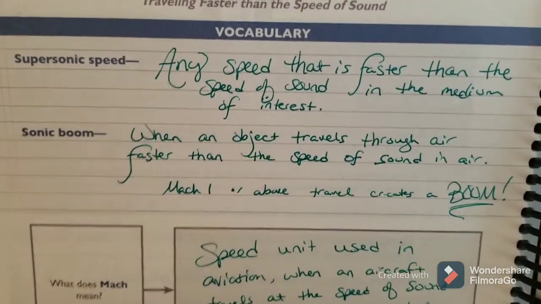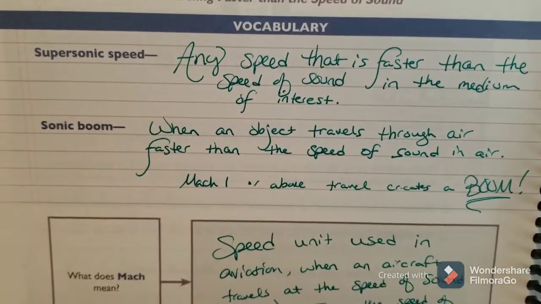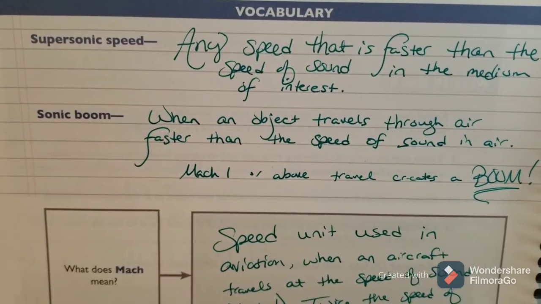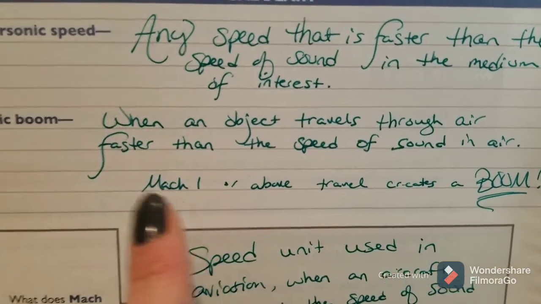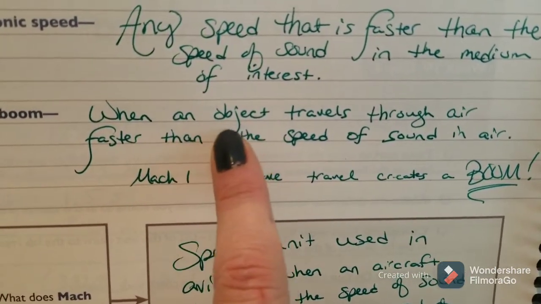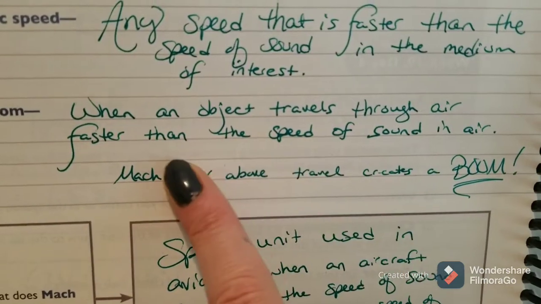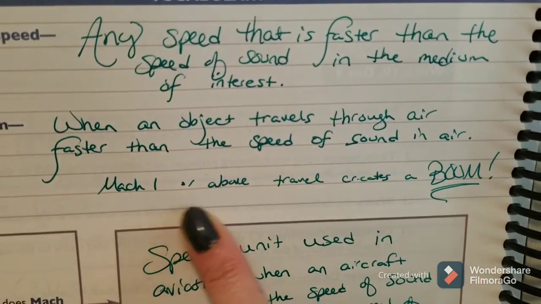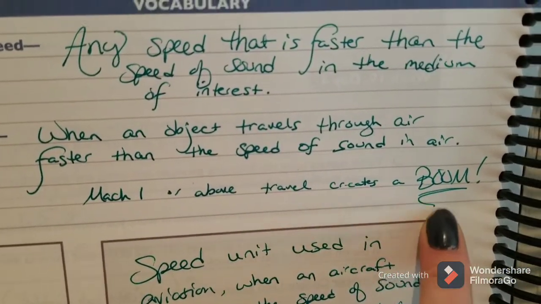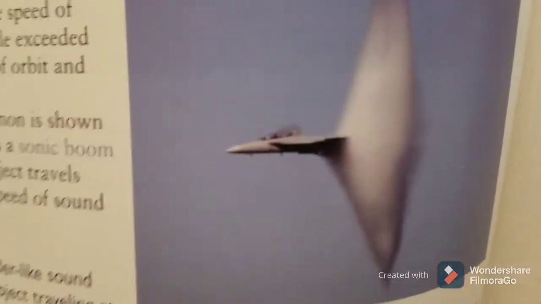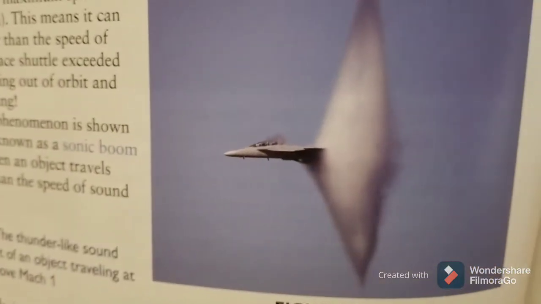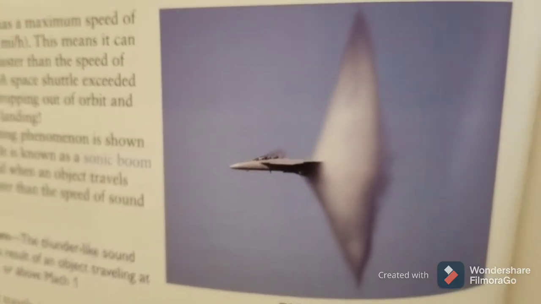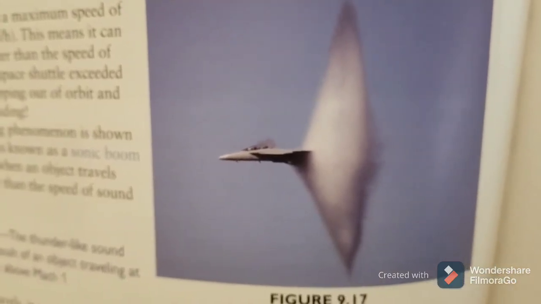All right, what is a sonic boom? Oh my goodness, you know, when your science book says boom like this, it's going to be awesome. And you guys, this is so amazing. When an object travels through air faster than the speed of sound in air, Mach 1 or above, travel creates a giant boom. There's a picture of the boom over here, and it's going to blow your mind. Look at this. It is in focus, believe it or not. That is a sonic boom, you guys.